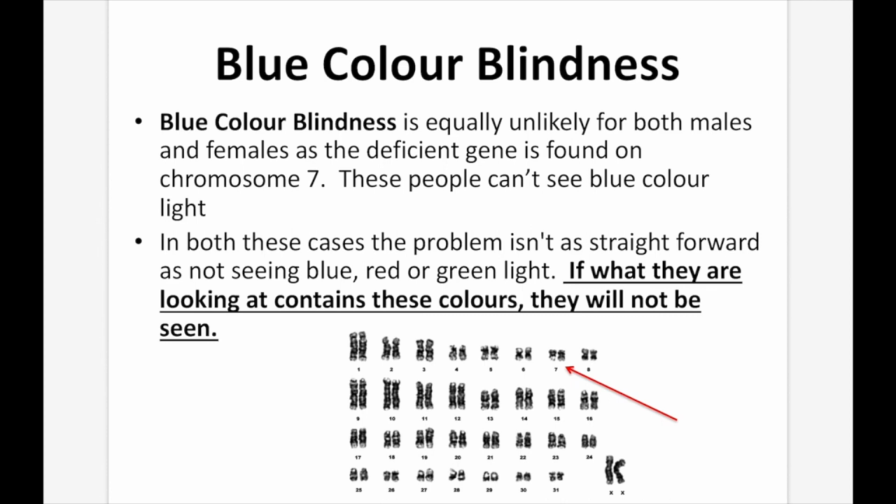So in both of these cases, the problem isn't as straightforward as not seeing blue, red, or green light. It's always going to be a version of this. You're probably not going to be completely colorblind, where you can't see any red or any green light. You just might not be able to see red or green light well, or blue light well. So some of the colors that you should be seeing, you don't quite see, but again, you don't really notice it because it's what you grew up looking at. And unless you're tested, you don't really see the difference anyways.